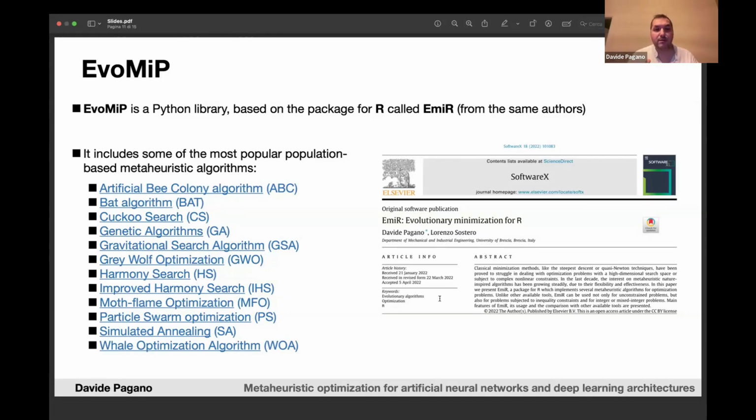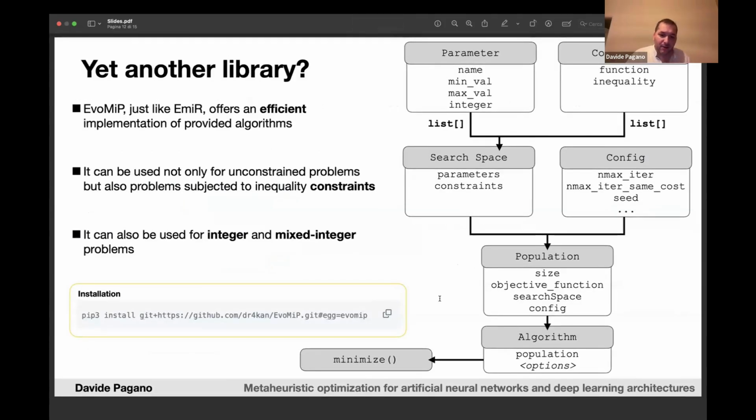EvoMIP includes 12 of the most popular population-based metaheuristic algorithms, including genetic algorithm, particle swarm, simulated annealing. Now, you may wonder, why another library for metaheuristic optimization? In other words, aren't there other options already available? The answer is yes, but EvoMIP can offer something more.